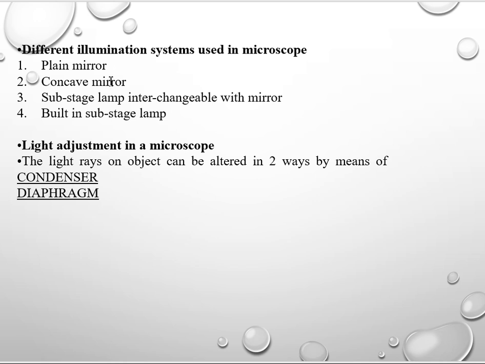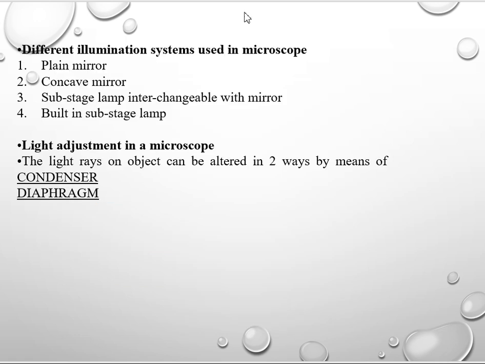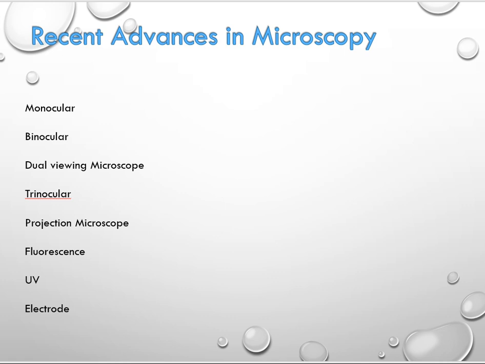Then we have different illuminating systems used in microscope, जैसे कि plane mirror, concave mirror, substage, interchangeable mirror, built-in substage lamp. Now if you see here, you have a built-in substage condenser, right? But कुछ जो होते हैं वो interchangeable होते हैं. Then light adjustment में you have condenser and diaphragm. जो नीचे से open होता है, that is your diaphragm. Now let's move ahead to the recent advances in microscope.